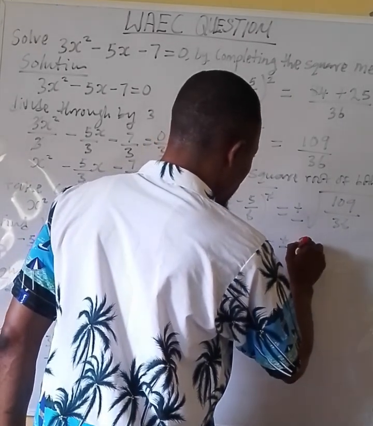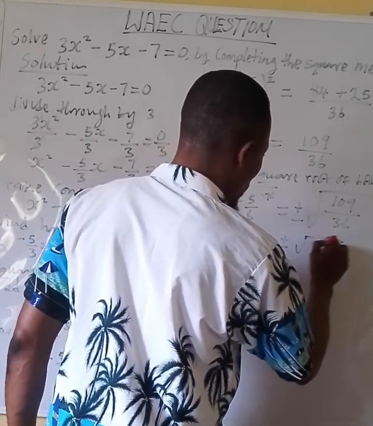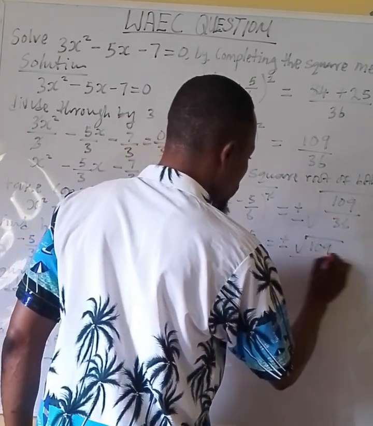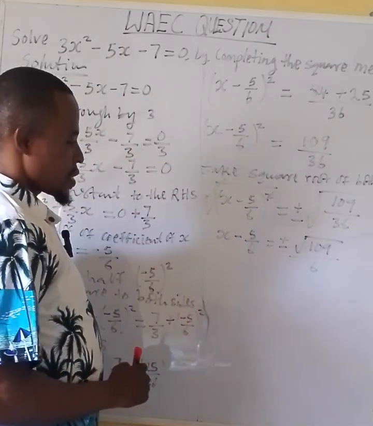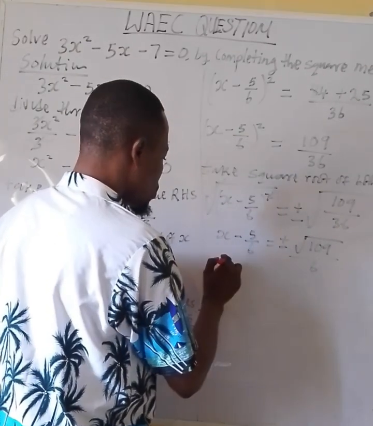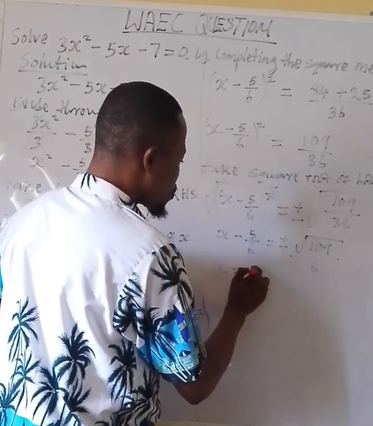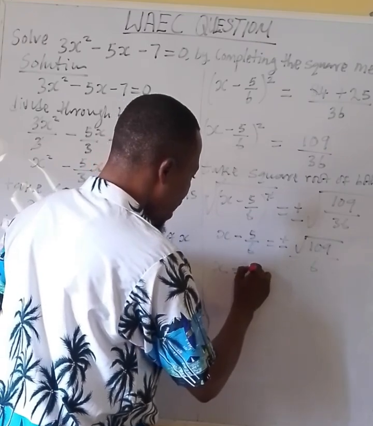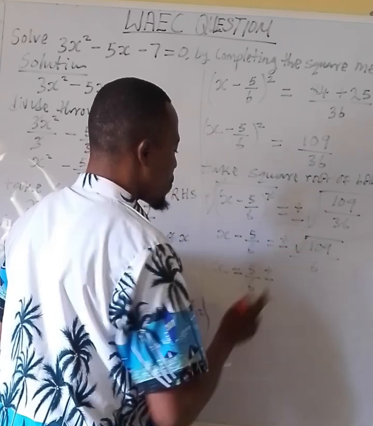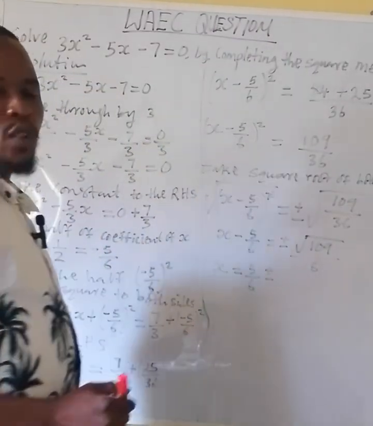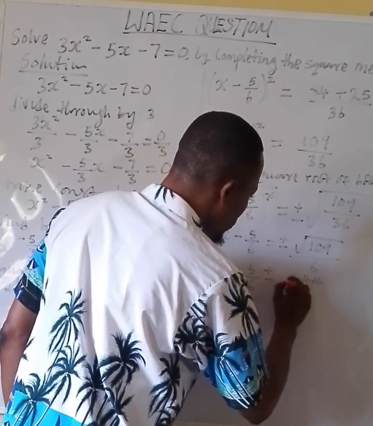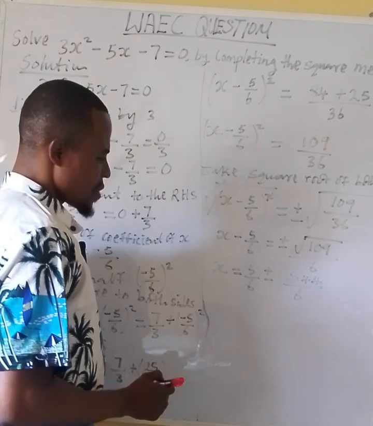So now, square root of 109, because this one now is a perfect square, so square root of 36 will give us what? 6. So then, the next thing we are going to do now is we will now take minus 5 over 6 to the other side. So we now have x equals to, minus we turn to plus, 5 over 6 plus or minus. Now, square root of 109 is going to give us 10.44. So 10.44 over 6. Are we together now?